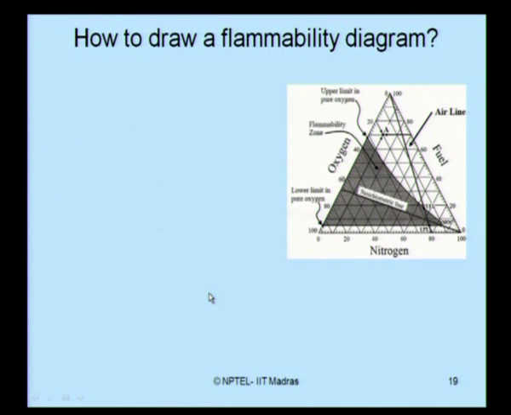Now the fundamental question comes: how to draw a flammability diagram. We will explain this after a break in the next lecture, by giving you a suitable example of how to draw a flammability diagram, illustrating it with one of the fuels, methane. Thank you.